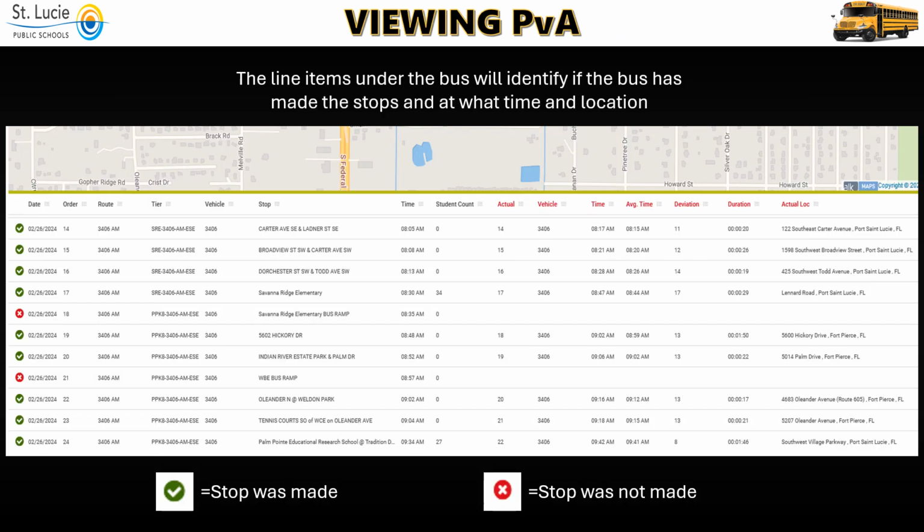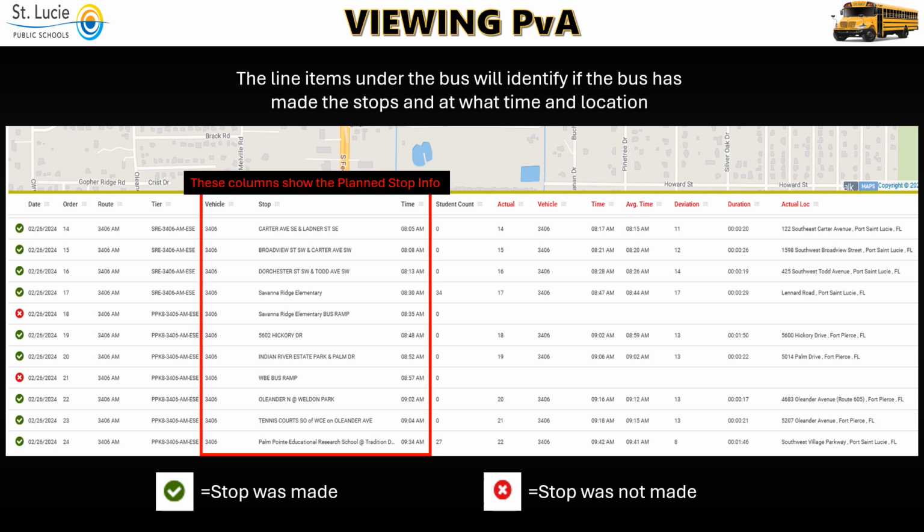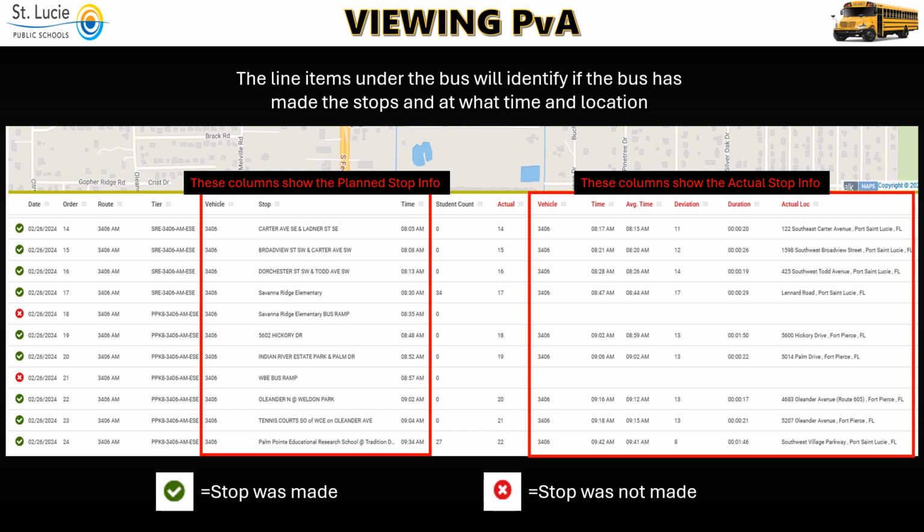Here's a look at viewing plan versus actual. Notice the green check marks and the red X's on the left side of the screen. That indicates whether or not a stop was made. These columns show the planned stop information, what the routers have designated the stop location and stop time to be. This column shows the actual stop info, what time the actual stop was made, as well as the actual location. And if there was a deviation in time, was the stop made early or was it made late?